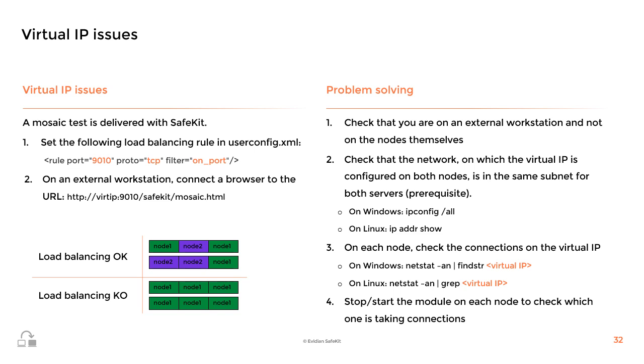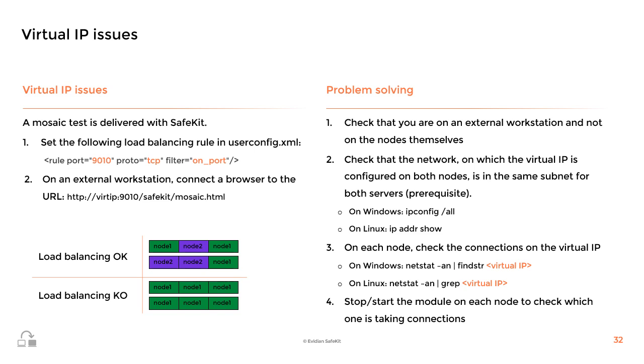Secondly, verify that the network interface, on which the virtual IP is configured as an alias IP on both nodes, is in the same subnet for both nodes. This is a prerequisite for proper load balancing. To check the network configuration, use ipconfig /all on Windows and ip addr show on Linux.